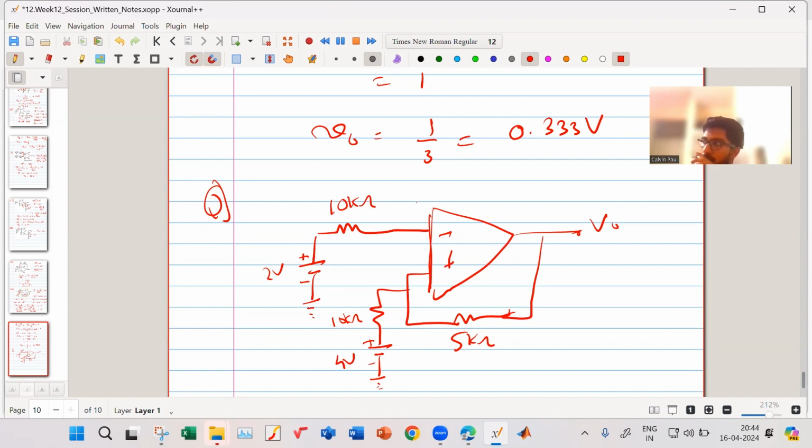Bottom side 2k, 2k. So whether we can apply that virtual short or not, I'm unsure about that in the positive feedback, because when there is negative feedback, we try to minimize the difference between those two. Yeah, exactly. Whether positive feedback is destabilizing, we don't know.